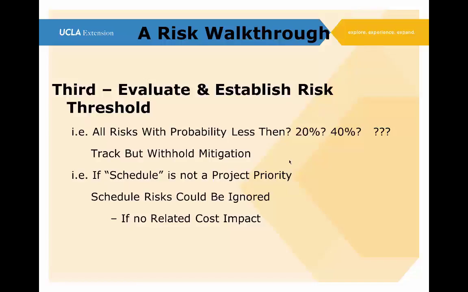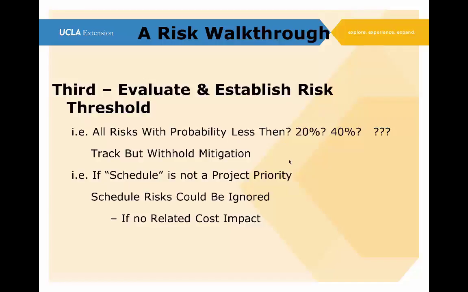But there is a classification here, for instance, if the project does not have schedule as a project priority. For instance, cost is important. We've got to stay within cost. But if the 12-month project actually takes 18 months or 15 months or 14 months, that's all right. The company or the customer or the sponsor can live with that. In that case, any risk that is strictly a schedule risk could be ignored.